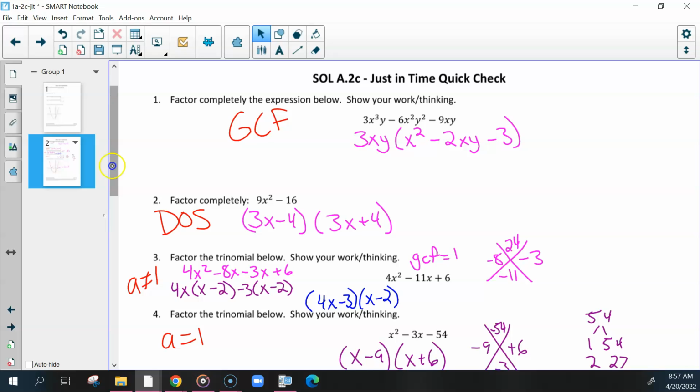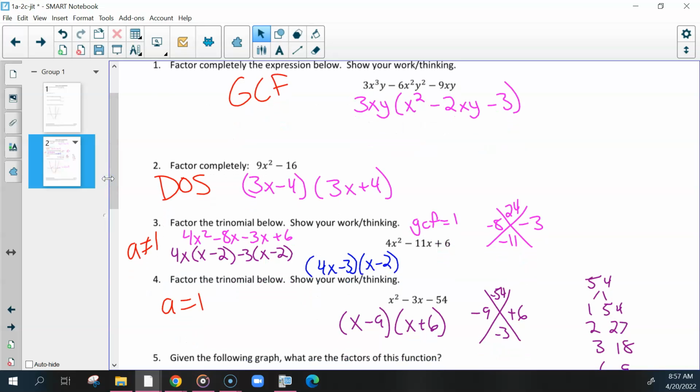How do you alter the number? Number 2, you have difference of squares. Because 9, x squared, and 16 are all perfect squares, and you're subtracting. So you'd end up with 2 factors, 3x minus 4 and 3x plus 4.